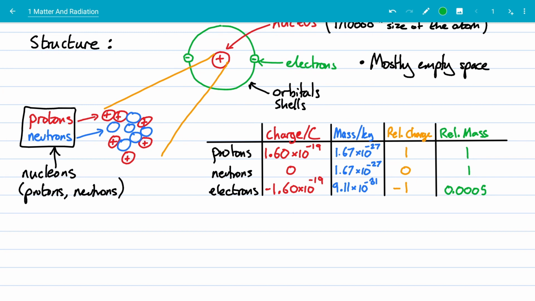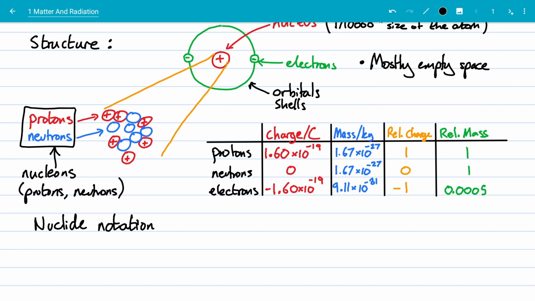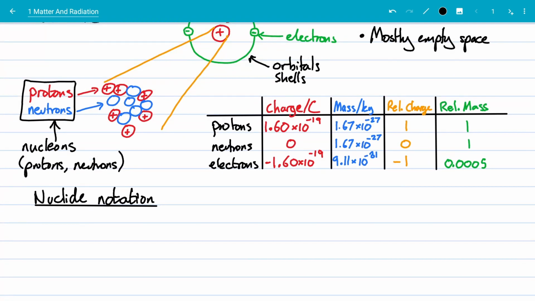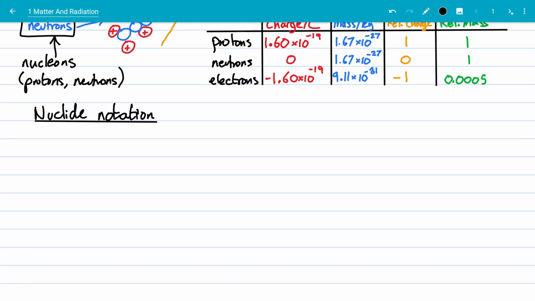Now, when we want to write down what is inside an atom, we can use what's called nuclide notation. Lots of words are very similar here: nucleus, nucleon, nuclide, neutron. There's loads of particles, loads of words that sound very similar. We just have to get used to that. So nuclide notation you've probably already met. So let's give some examples. Let's go with oxygen. And you might have met oxygen written like this and perhaps like this.